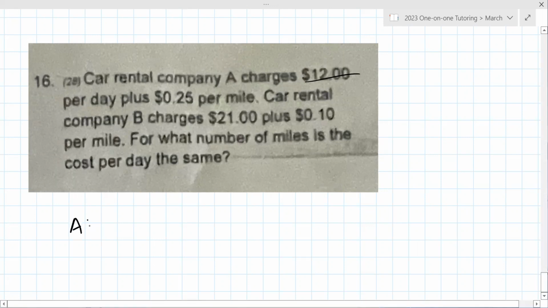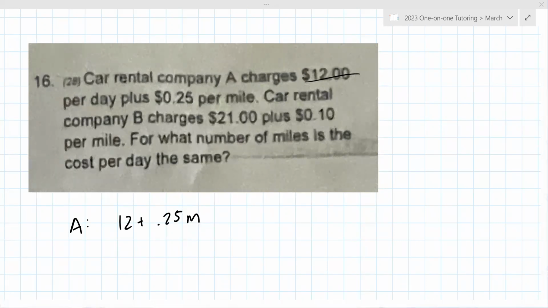Okay. So A is 12 plus 0.25. Did we do 15 or did I cut it out of the problem? I just didn't snip it. Can we do this one and come back to it? Yeah. Sorry. Sometimes I do that.